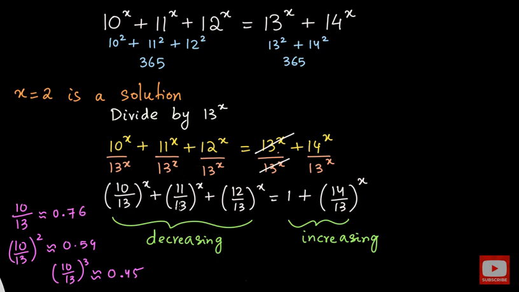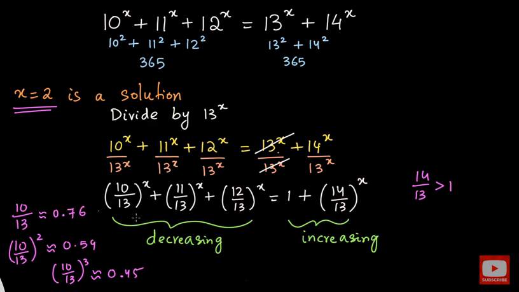The same applies for these as well. 11 by 13 and 12 by 13 are also proper fractions, so if you increase the values of x, these will decrease. Whereas on the right side, 14 by 13 is a value greater than 1. So if you increase the powers of x here, the value of this function will go on increasing because it's greater than 1. So the right side is an increasing function and the left side is a decreasing function, which means x equal to 2 is the only solution.